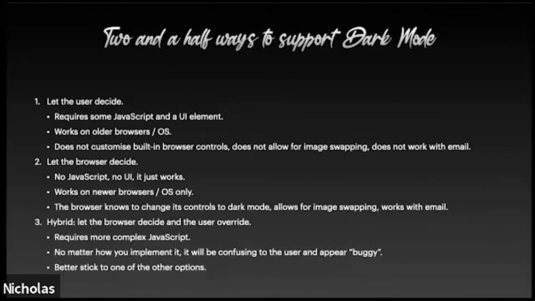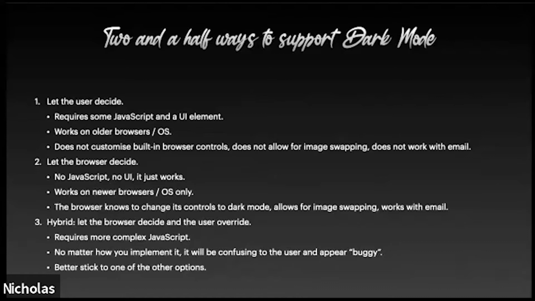There is a third method. Actually, I call it a half method, hence 2.5 ways, which is a hybrid of the other two. Let the browser decide and the user override. This requires a bit more complex JavaScript because you don't just have to take into account the state of the UI element. You need to determine what will be the default state of the UI element. It's not hard-coded light or hard-coded dark. You need to read the user preference using JavaScript, which makes it a bit more complicated. And no matter how you actually implement it, it will be confusing to the user, and they will think that it's buggy.